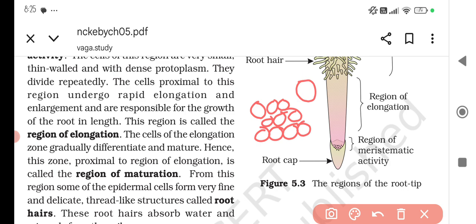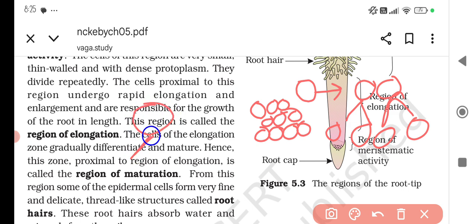So one cell will divide into two, like this. Again this cell will divide into two, this cell will divide into two. Like this they keep on dividing continuously, but this is not going to help in the growth of the root, because only one cell is dividing into two. Both will remain the same, so no growth is going to occur.